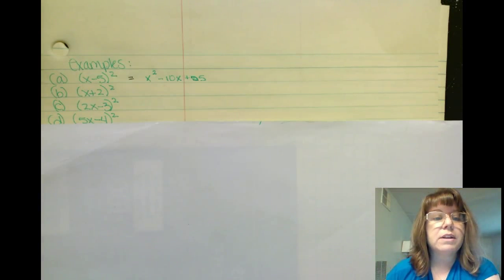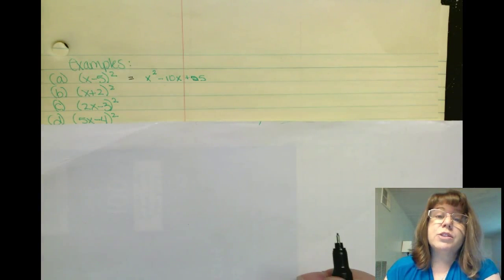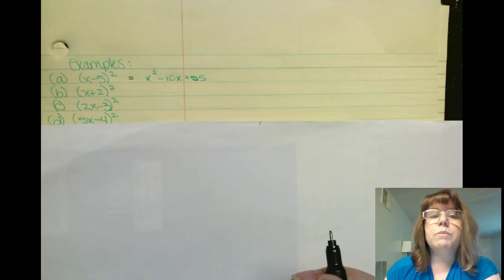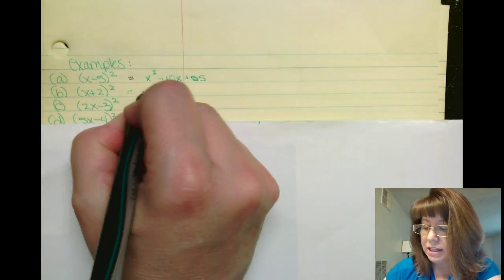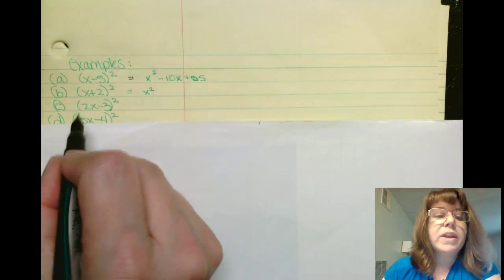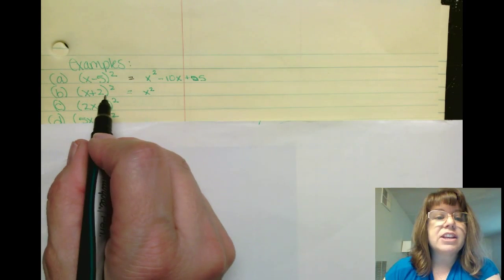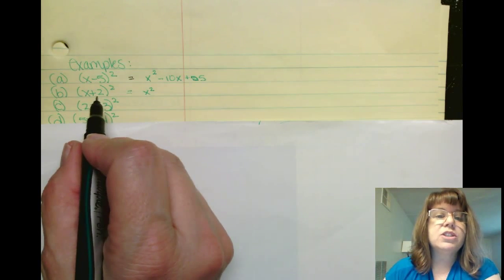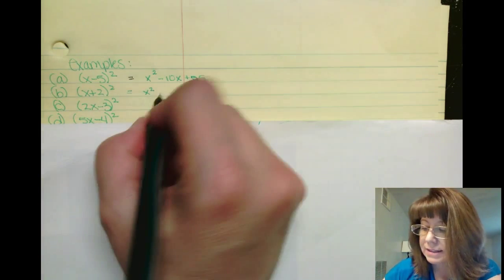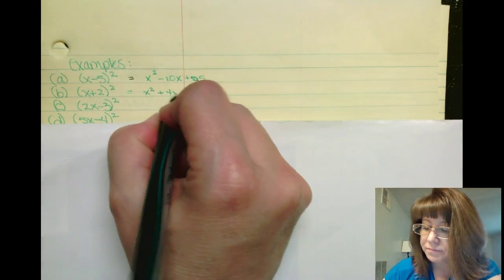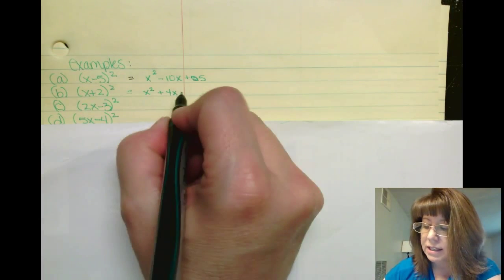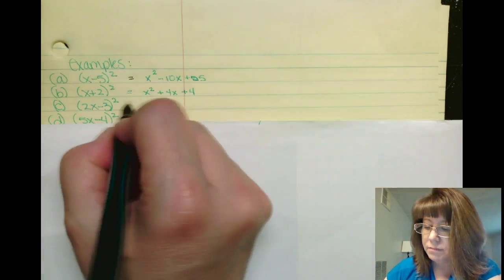Let's try our second one. X plus 2 quantity squared. We square the first term, x squared. We multiply the first and second term together, so x times 2 is 2x, but we double it, so 2 times that is 4x, plus 4x. And 2 squared is 4.